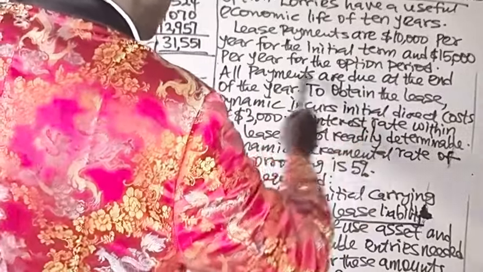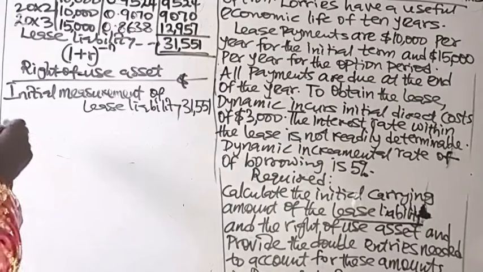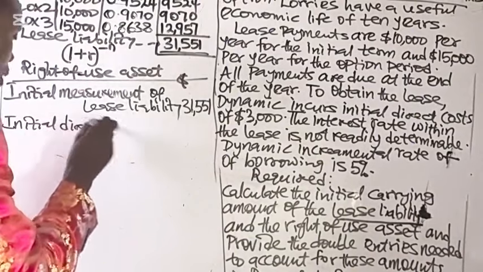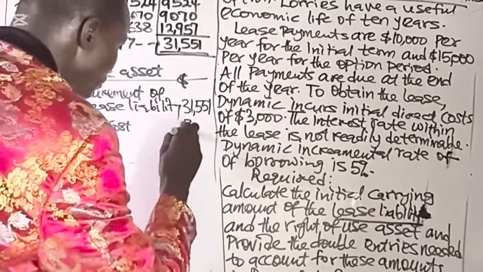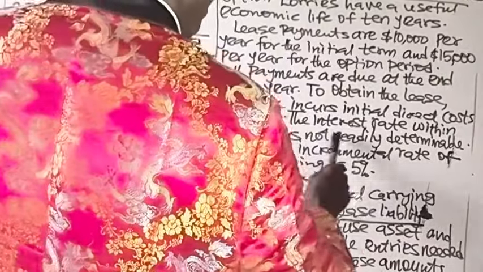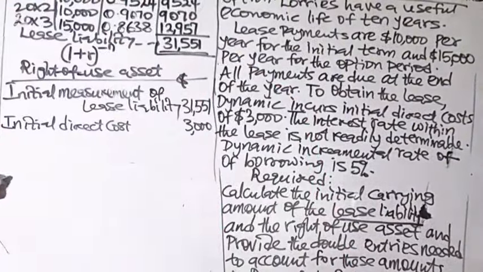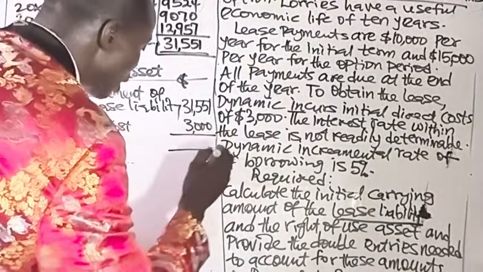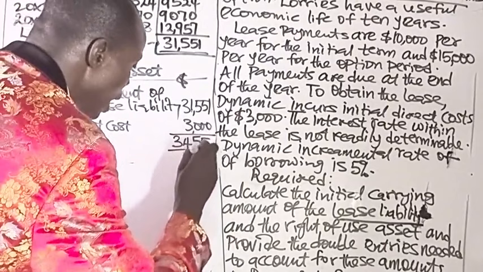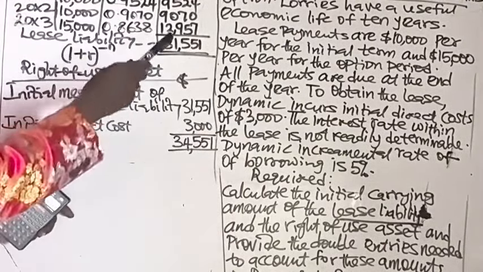All payments are due at the end of the year. To obtain the lease, Dynamic incurs initial direct cost of 3,000. So we add initial direct cost of 3,000. The interest rate within the lease is not readily determinable. Dynamic's incremental rate of borrowing is 5%. So if you sum them up, you have 34,551. This is the initial value of right of use asset.